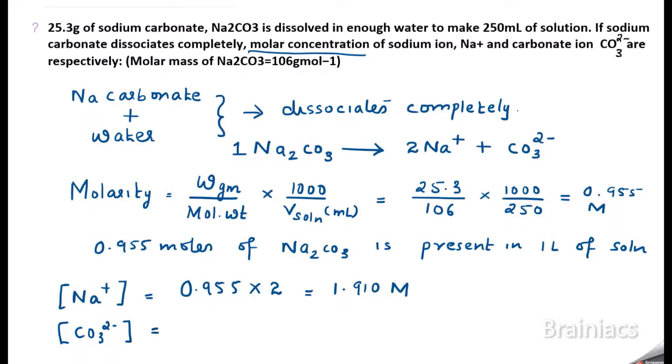Now similarly, can you tell me what is the molar concentration of CO3 2- ion? I have 0.955 Na2CO3. So surely there will be a minimum of 0.955 CO3 2- ion. And we know that 1 mole of Na2CO3 on decomposition will give only 1 mole of CO3 2-. So 0.955 moles of Na2CO3 on decomposition will give 0.955 CO3 2-. Correct. So my answer will be 0.955 into 1, and that will be 0.955 molar.